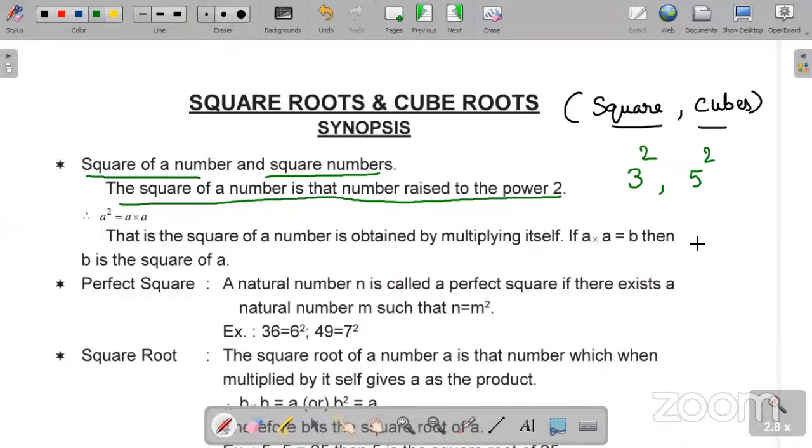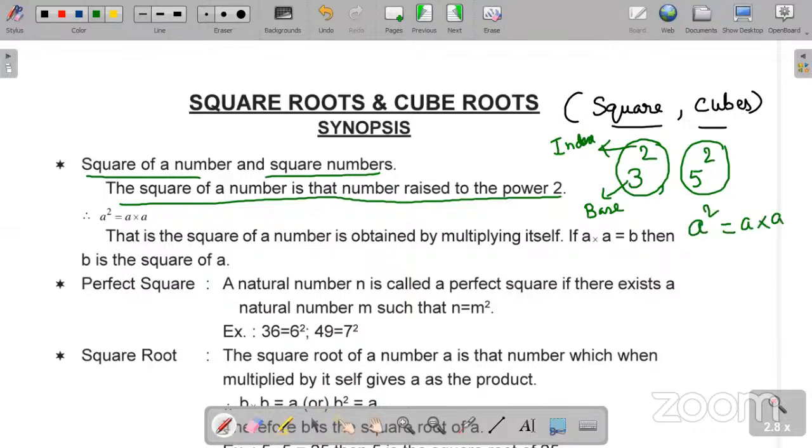Here, for example, 3 square is there. 3 is called base. 2 is called exponent or index. So this total 3 square is called power. 5 square is called power. Clear? For example, here a square. What is the meaning of a square? A square means a into a.